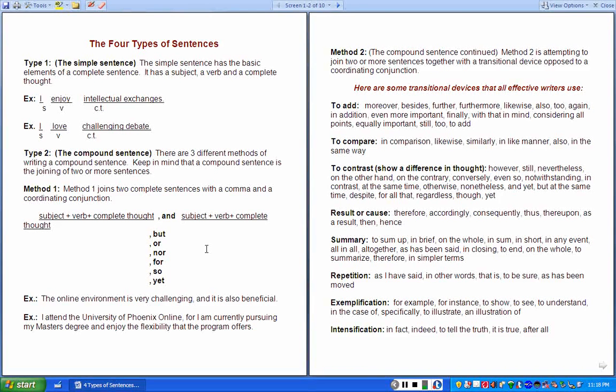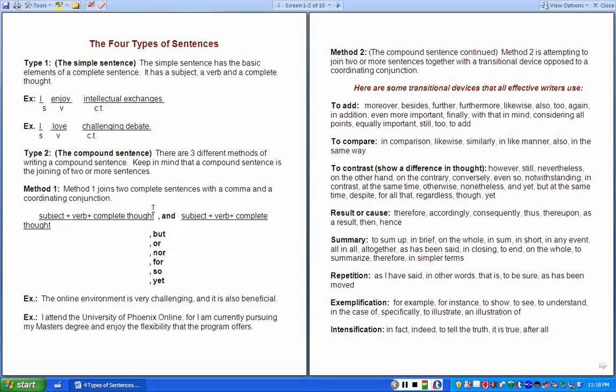And I like to tell students, try to get that in your head. Kind of say it over and over again. And, but, or, nor, for, so, and yet. These are these connectors, but I want you to notice something very important.